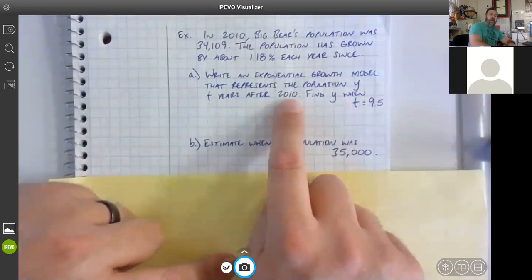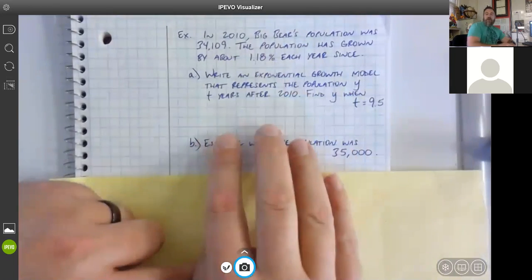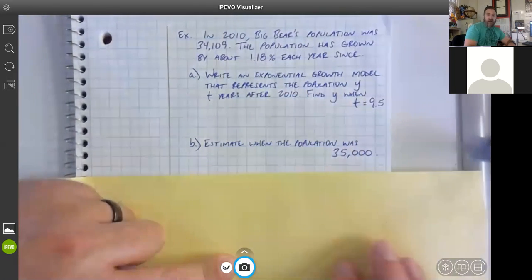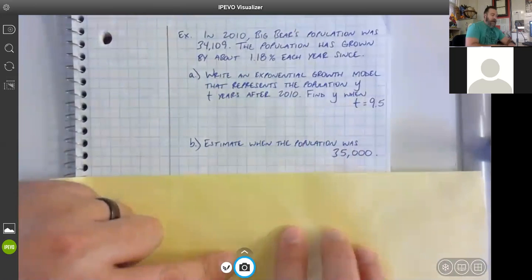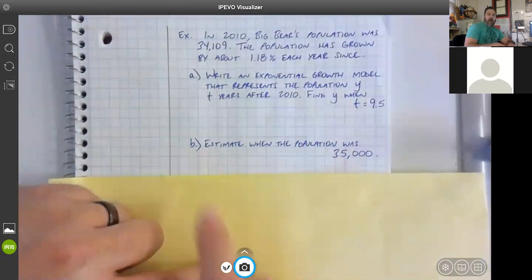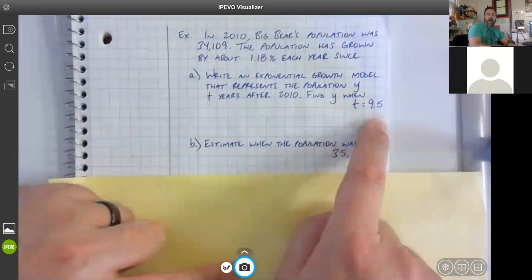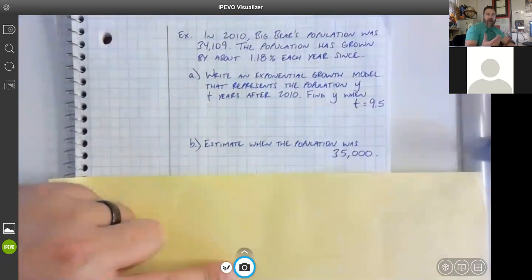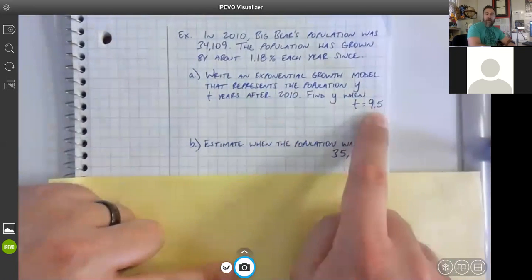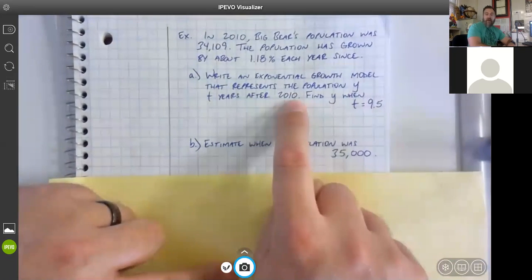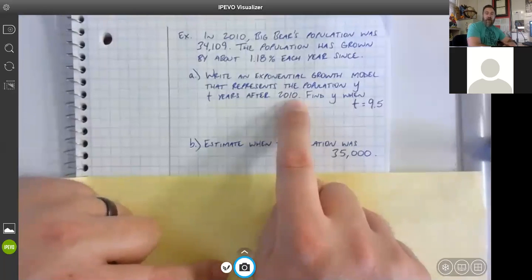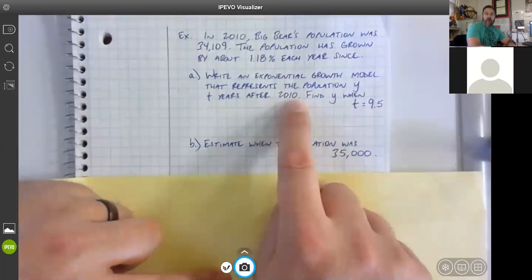Okay? So that's the general progression of these kinds of word problems. You will get a couple in your assignment, you'll see, right? And then for part B, we're going to solve for the other variable. Basically, I was given t here. I'm going to plug that value into my equation, and I'm going to find y, which will be some population, some amount of people that live in Big Bear 9.5 years after 2010. In other words, about summer of 2019. I'll use that to figure out how many people lived in Big Bear.